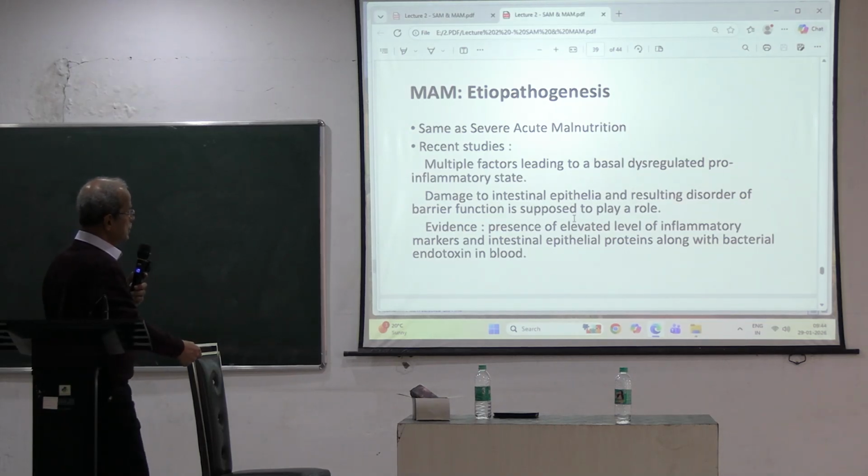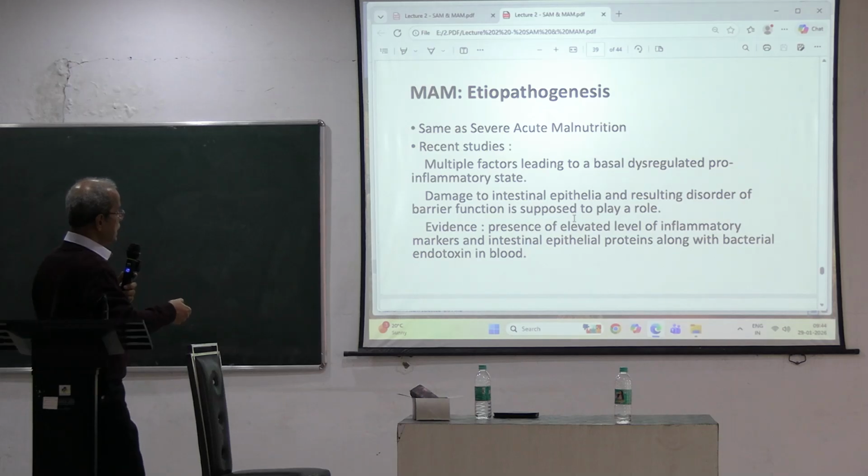Now recent studies have shown that multiple factors are active in a case of moderate acute malnutrition. That means the child is not yet severely malnourished, but the machinery has started inside him, with multiple factors leading to a basal dysregulated pro-inflammatory state. The pro-inflammatory markers are active in the body. Damage to the intestinal epithelia and resulting disorder of barrier function is supposed to play a role. What is the evidence? If you test the blood, there will be elevated levels of inflammatory markers like C-reactive protein and gamma interferon, and also intestinal epithelial proteins you will get in the blood along with bacterial endotoxin.